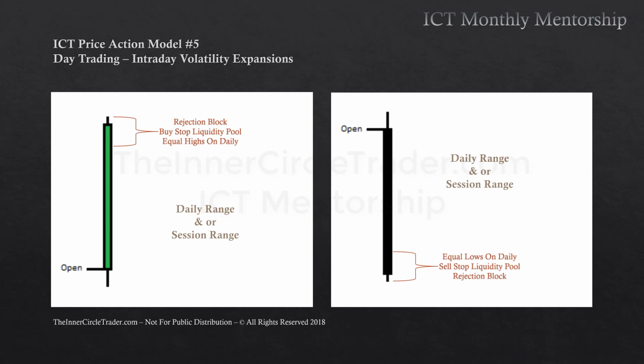Everything obviously is being reversed here for when the market's bearish and we have an anticipation for the daily range and or session range being bearish. We'll be targeting equal lows on the daily and or an intraday equal low, or a sell stop liquidity pool that either is on the daily. Now, if you remember, before I changed to this slide, I was showing you that 132.06 level. That would be, in this case, looking at the bearish scenario, a sell stop liquidity pool resting below 132.06. And then obviously, as we push lower, a rejection block also could be a catalyst for a discount array.